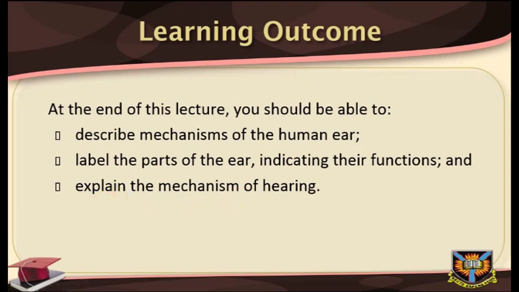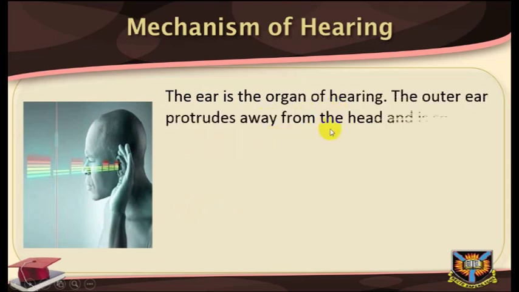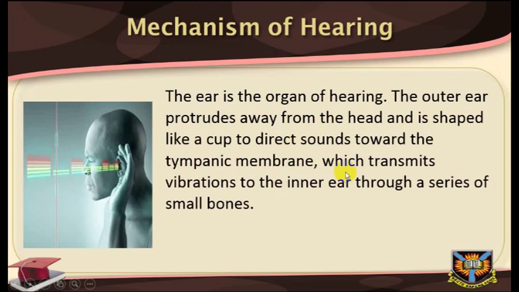Content. Mechanism of hearing. The ear is the organ of hearing. The outer ear protrudes away from the head and is shaped like a cup to direct sound towards the tympanic membrane, which transmits vibrations to the inner ear through a series of small bones.